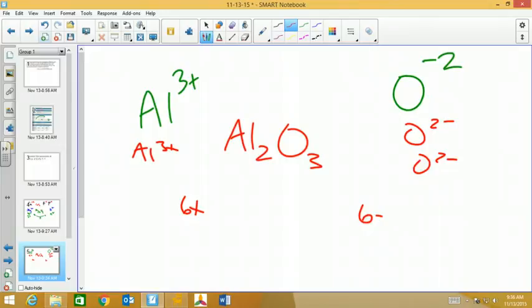It would just be aluminum oxide. We'll talk about the naming. I'm not worried about that yet. We will talk about how to do that, because there are special rules you have to follow and all that. Are you with me, my friends? I think you're there.